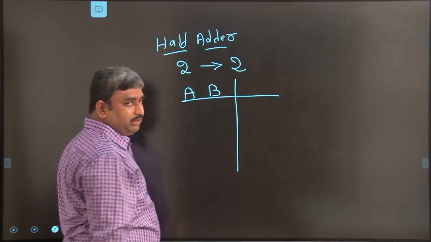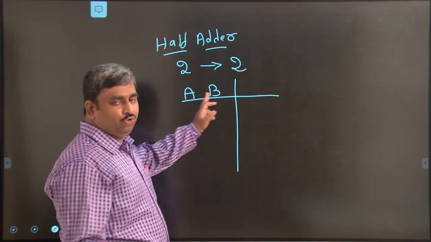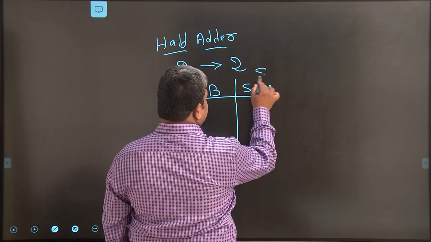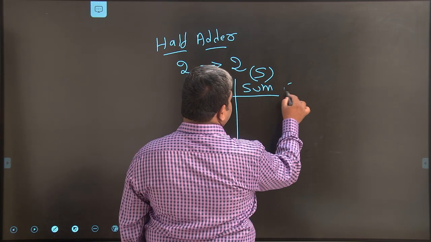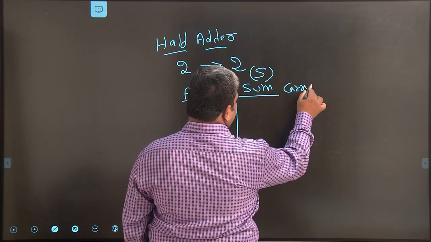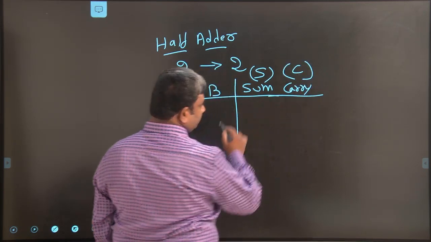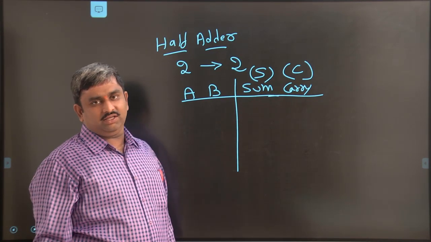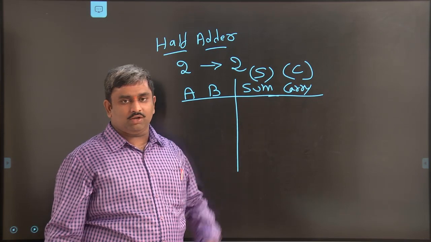I am drawing the first truth table. So here I have 2 inputs A, B. And coming to the outputs, one is sum, which I will represent with S, and the other is carry, C-A-R-R-Y, which I am representing with C. So A, B, sum, carry. These 2 are the inputs and these 2 are the outputs.